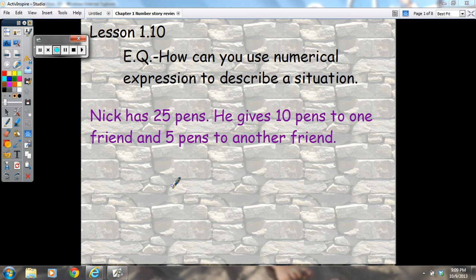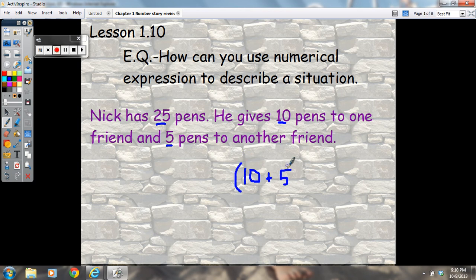Okay, so let's take a look at this scenario. It says Nick has 25 pens. He gives 10 pens to one friend and 5 pens to another friend. What I'm going to focus on in this situation is the total pens that Nick wound up giving away. We know he starts with 25 pens, and he gives 10 pens to one friend and 5 pens to another. Now, in order to figure out the total amount of pens that he gave away, I would have to take that 10 pens that he gave to one friend, and add the 5 pens that he gave to the other friend, because that would give me the total pens he actually gave away.